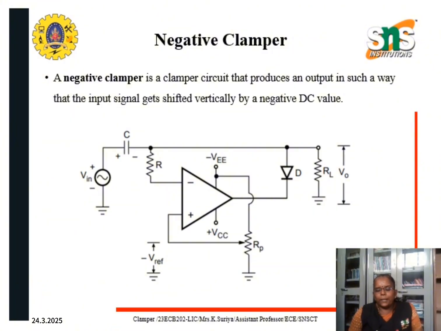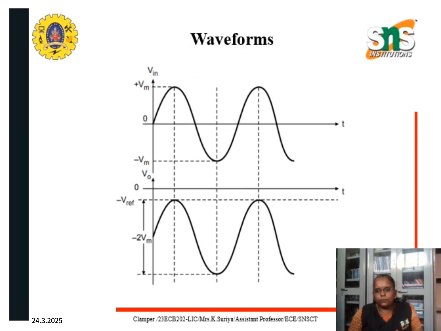Then when we apply an input signal Vin during the positive half cycle, the diode will start to conduct and the capacitor will charge up to the peak value of the input. So the output will be Vi plus Vm. When the negative half cycle of the input is given, the diode will become reverse biased and the capacitor will store the previous peak value Vm which is already stored there. So the total output will be Vi plus Vm plus the V reference value which is already at the output. So this is the output waveform for a negative clamper.